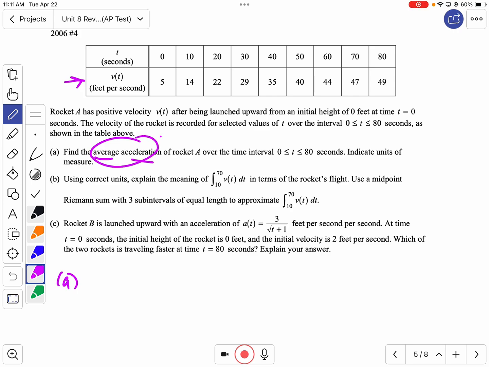Woo! Woo! Law, we tired. Okay, so we're going to do the slope, okay?